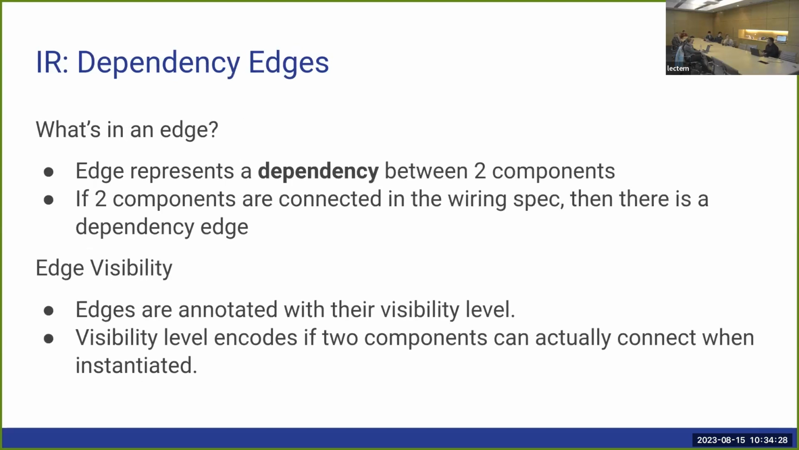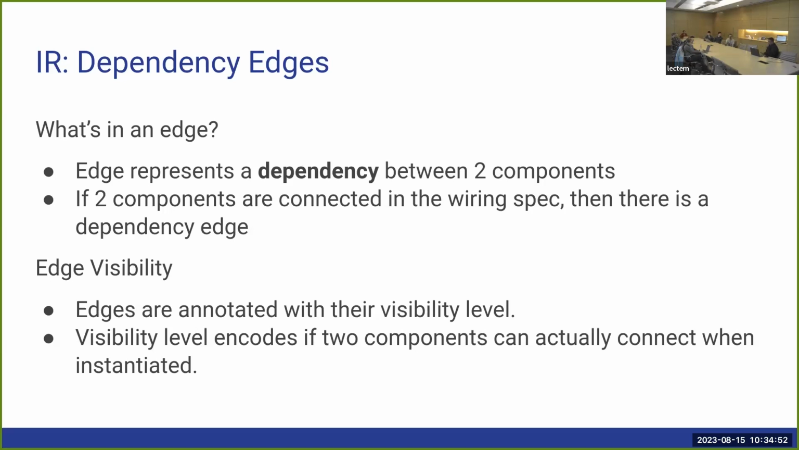Then there are the dependency edges. So what is an edge? Well, remember that services need to communicate with each other, right? So the edge represents a communication link between 2 components. And that's what we call a dependency between 2 components. If 2 components are connected in the wiring specification, then there is a dependency edge in the IR as well. For each edge, there's a visibility check.